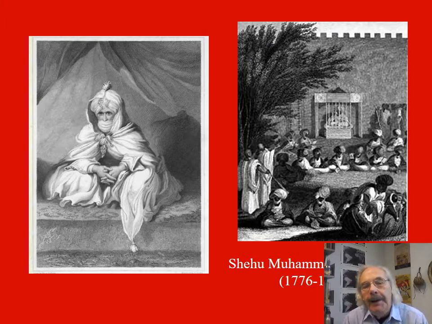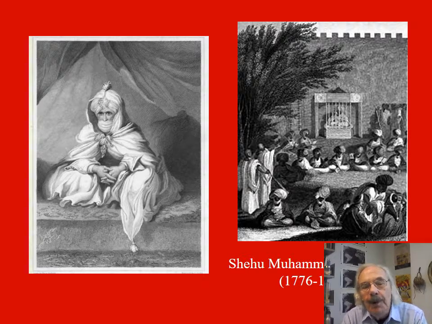He came from Borno. These are two slides that show the ruler of Borno at the time. His name was Muhammad al-Kanemi. He's pictured there on the left, and he's in what looks like a cage, but is in fact a royal enclosure on the right with people before him. This is a drawing from the early 1820s.